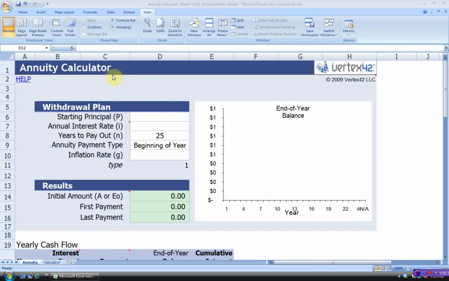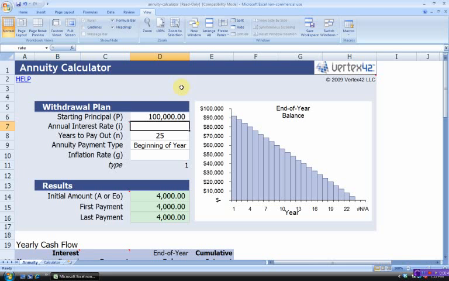Let's get started by inputting our starting principal in cell D6. Our starting principal is the value of our annuity at the beginning of our analysis. So we're going to say about $100,000. We also are going to assume an annual interest rate of 5%, and we're going to assume a 25-year payment window, so that we're going to receive payments over 25 years.